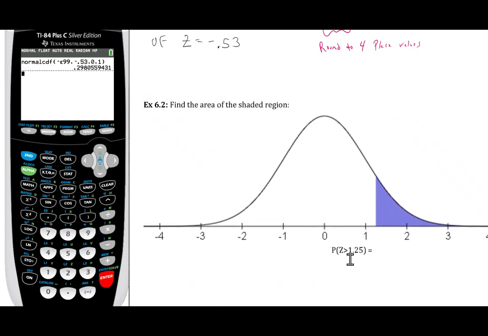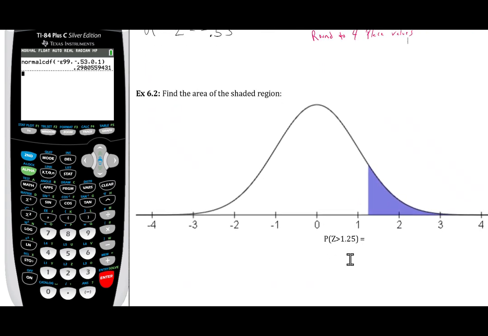We want to find the area of the shaded region. Again, the area also means the probability. So we could also say find the probability that our x value is greater than 1.25, which is what the graph shows underneath. One thing we need to identify when working with these is the lower bound and the upper bound, and then just type it into the calculator. In this case, the lower bound is 1.25, and technically, the upper bound is going to be infinity.